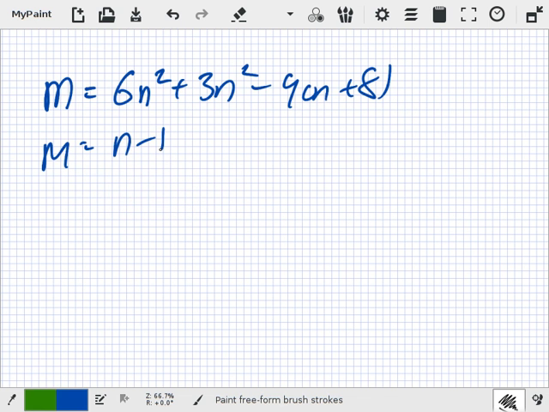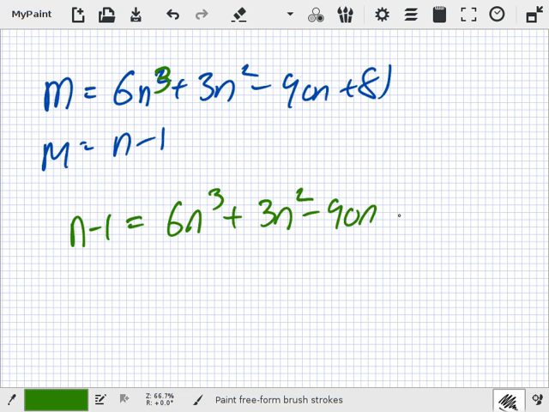And the best method here is substitution. They're both equal to m, aren't they? So you can say n minus 1, oh sorry, that's just been a cube there, equals 6n cubed plus 3n squared minus 90n plus 81. Now what do I do next? Factorize, yeah, because we have the factors from this cubic previously.